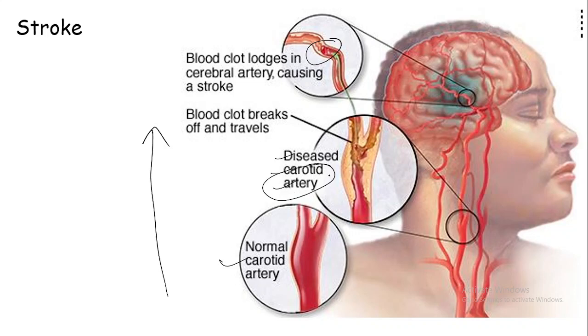Diseased carotid artery, where there is plaque formation. The blood clot breaks off and travels, resulting in a smaller one here, and here it is a bigger one. Whatever breaks, the particles of those will go and settle somewhere else. So the blood clot lodges in the cerebral artery, causing the stroke. Stroke is loss of blood supply to the brain.